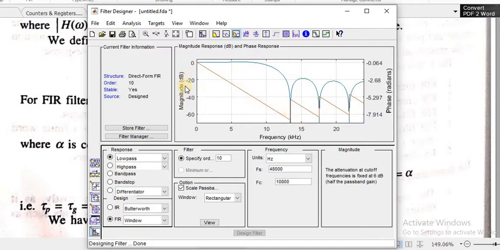Okay, so this is the magnitude response. The blue line is basically the magnitude response, and the orange line is basically the phase response. So within the pass band, the phase response is exactly linear. So that is the meaning of the linear phase.